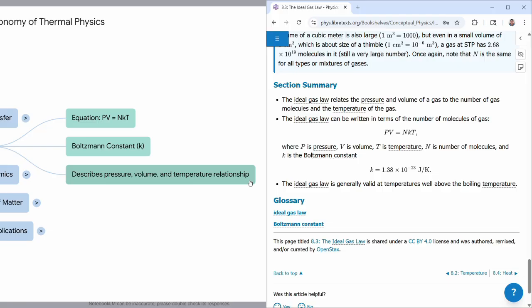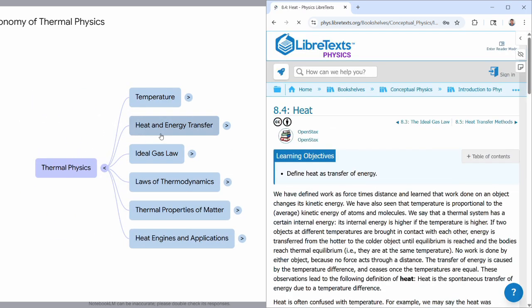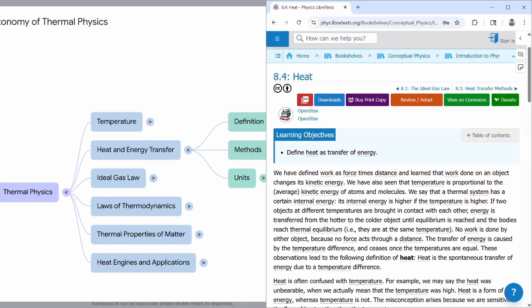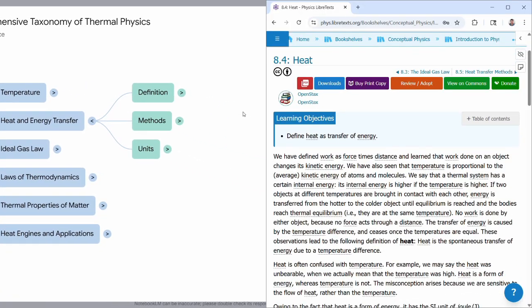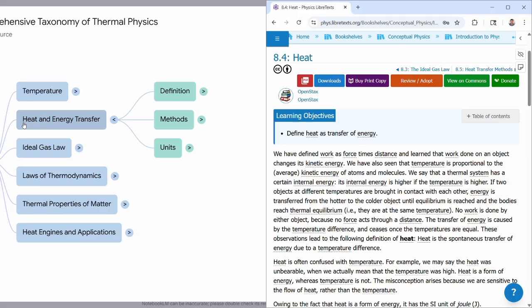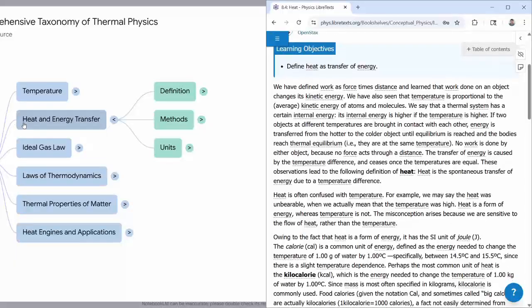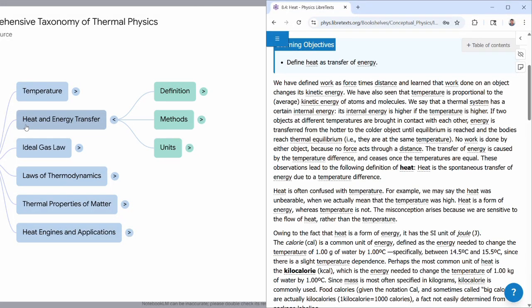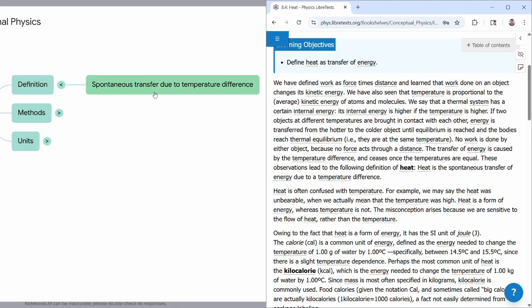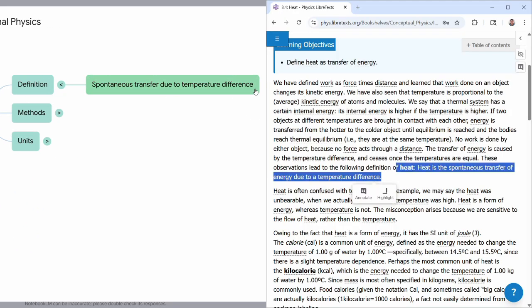Now the next textbook sections, 8.4 and 8.5, heat and heat transfer methods, are finally covered in this note. So heat and energy transfer are defined as follows. Heat is the one word where your everyday definition is not quite the same as the scientific definition that we'll use in this class. The definition of heat is spontaneous transfer of energy due to temperature difference.